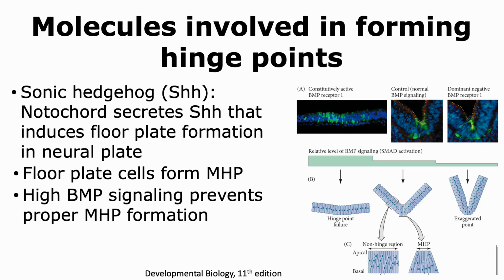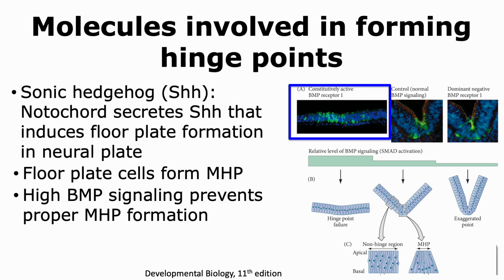Now what has been found out is that high BMP signaling prevents proper medial hinge point formation. So even if the floor plate cells have been induced, they are unable to form the medial hinge point when there is high BMP signaling. And this can be seen in this experiment that is shown in the figure, where in the first blue box, the cells are expressing a constitutively active mutant of the BMP receptor. This basically means that these cells will constantly be activating BMP signaling in them.